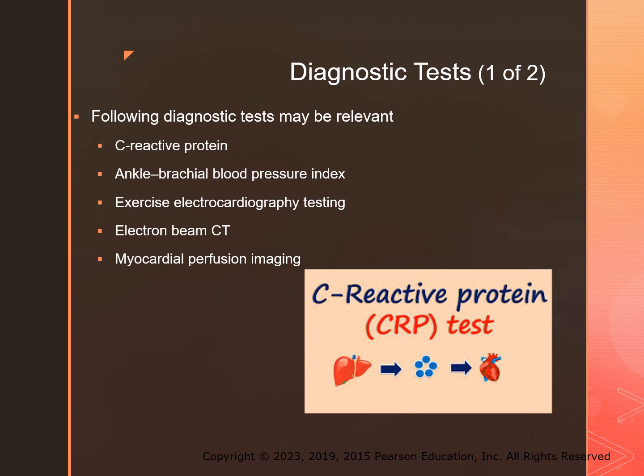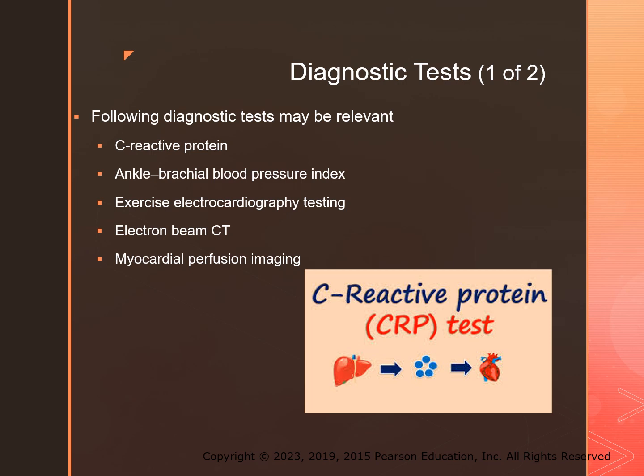You have to have the blood flow because the person could die. And if the angina doesn't go away, then it may not be angina. Look at your diagnostic tests. You have C-reactive protein, and it can be elevated. Ankle-brachial blood pressure index.